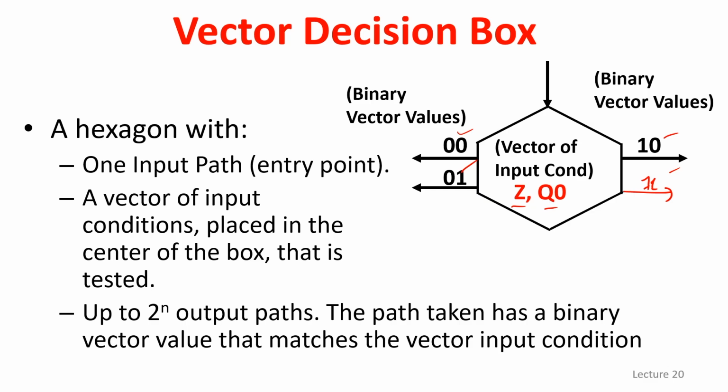One input path entry point, a vector of input conditions placed in the center of the box that is tested, in this case Z and Q0, and up to 2 to the power n output paths. The path taken has a binary vector value that matches the input conditions. Here we are saying up to 2 to the power n. Okay, so in this case 11 is not mentioned.